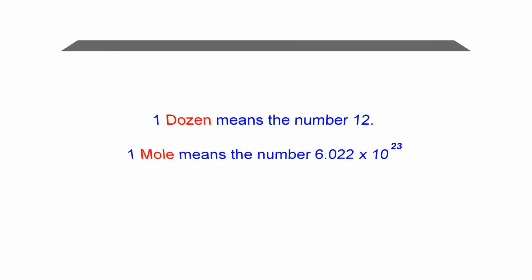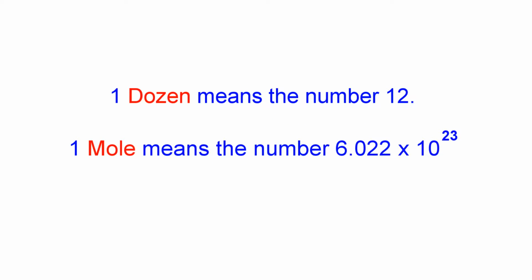We learned that the word mole is simply a name for a number. We already knew that 1 dozen meant the number 12, and now we know that 1 mole means the number 6.022 times 10 to the 23rd.